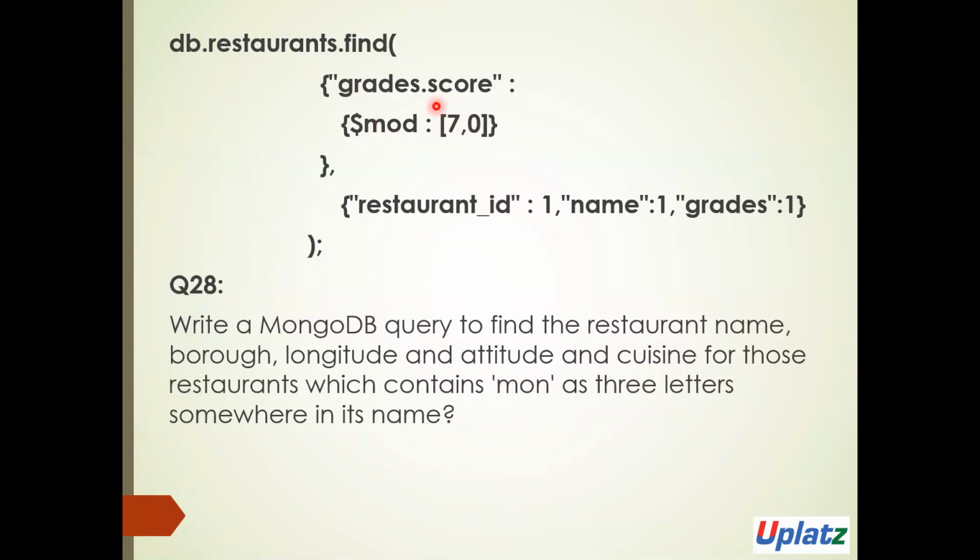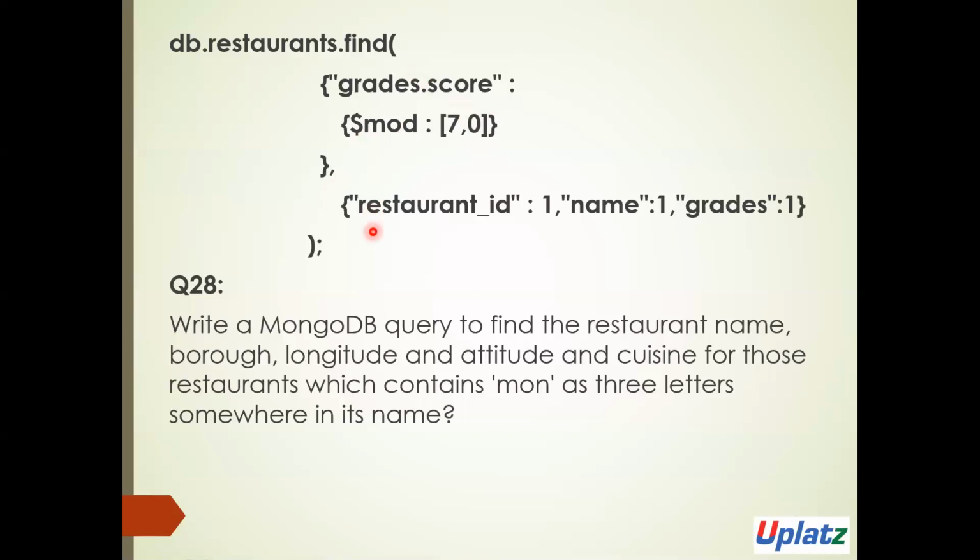So this is all we have discussed in the operator session in MongoDB. If you have any doubts, please refer to that session which I have already taken. So grades.score, this is the embedded thing. With the mod operator, 7 is my quotient and 0 is my remainder. I want to display all the fields based on that.